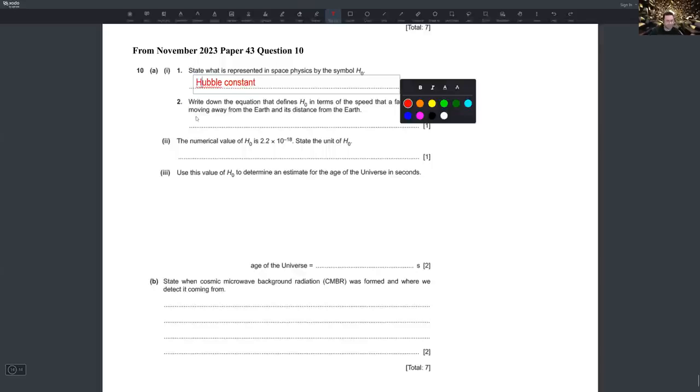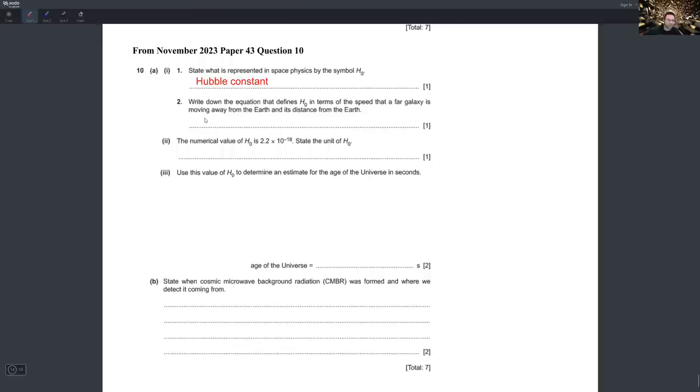Write down the equation that defines H0 in terms of the speed and the distance. H0 equals V over D. The numerical value of H0 is 2.2 times 10 power negative 18. State the unit. We say it is per second, or we can write it as 1 over second.